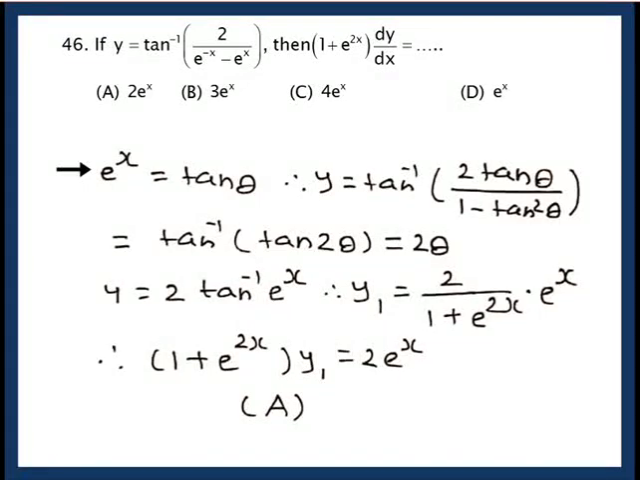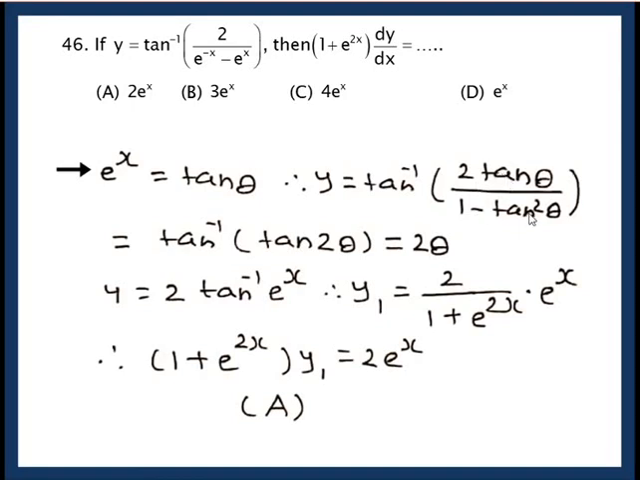If y is tan inverse of 2 upon e raised to minus x minus e raised to x, then 1 plus e raised to 2x dy dx equals. Now I replace e raised to x by tan theta. Again, I haven't written 1 or 2 steps. So I get 2 upon basically 1 upon tan theta minus tan theta. So rearrange the terms to get this.